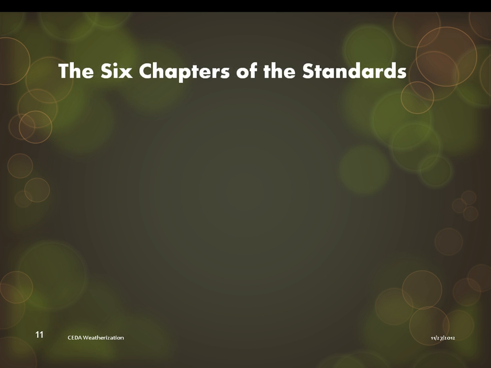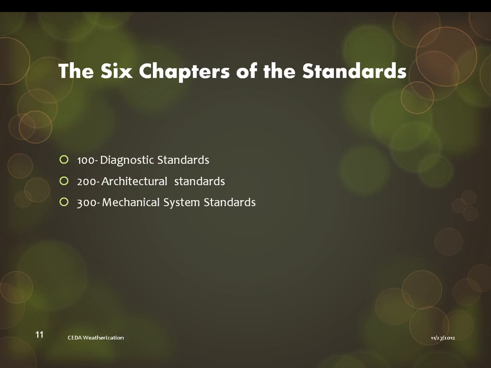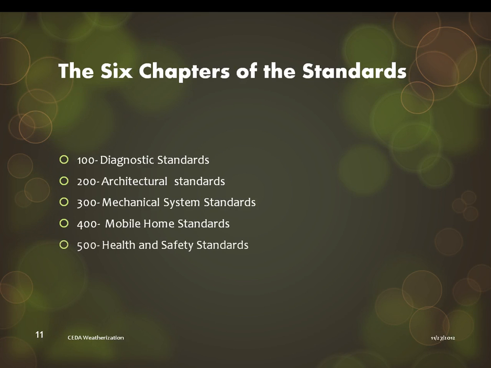So what are the 6 chapters of the standards? The first one is chapter 100, the diagnostic standards. The second one is chapter 200, the architectural standards. Following that is chapter 300, the mechanical system standards. After that is chapter 400, mobile home standards. And then after that, chapter 500, health and safety standards. And lastly, chapter 600, which are just appendices with extra information for some of the other sections.